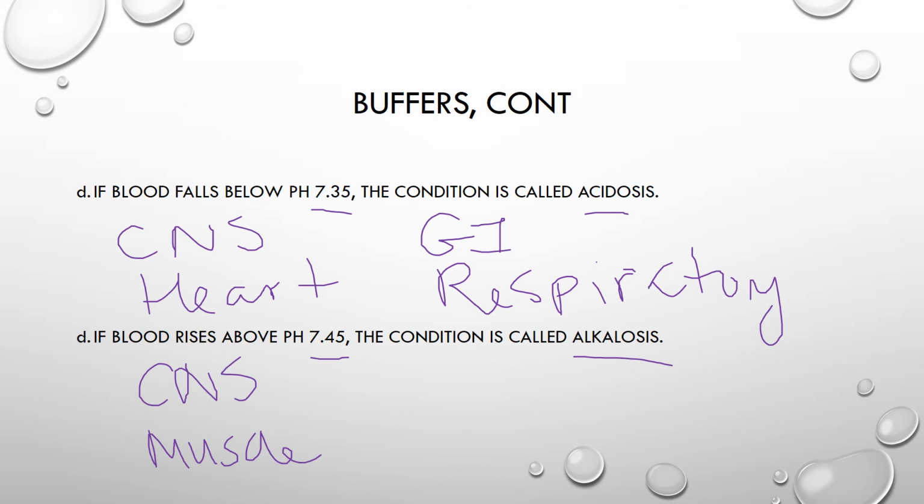or muscle spasms. And then we could also have some GI problems where we have some nausea and vomiting, and the vomiting is to get rid of the hydroxyl ions that have built up within the blood.